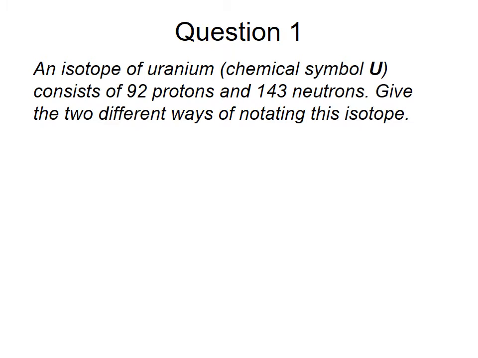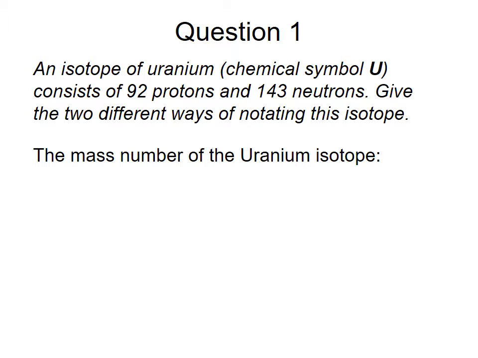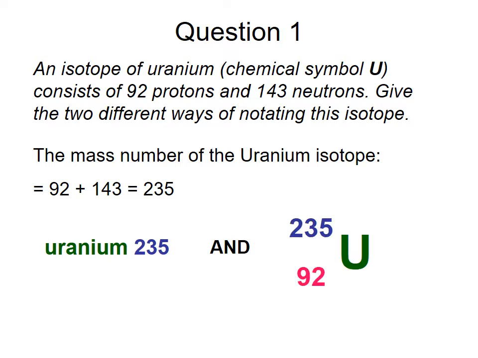So what you should have found was that the mass number of uranium is going to equal the proton number plus the neutron number, so 235. One way you could write it is uranium-235, which sometimes comes up when we're discussing Iranian nuclear deals. And the other way you could write it is the following: 235 on top being the mass number, 92 at the bottom being the atomic number, and U being the chemical symbol.